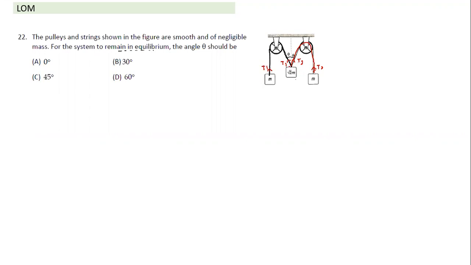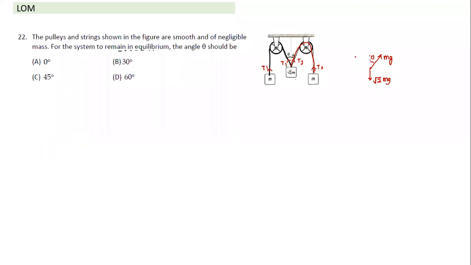Now I come to this point here. I can easily find this theta here. Simply draw a free body diagram on this block, whose mass is root 2 m. If I draw the free body diagram, it will be like this: root 2 m into g, and two tensions are acting. Both tensions are equal to mg, and they are acting at angle theta.